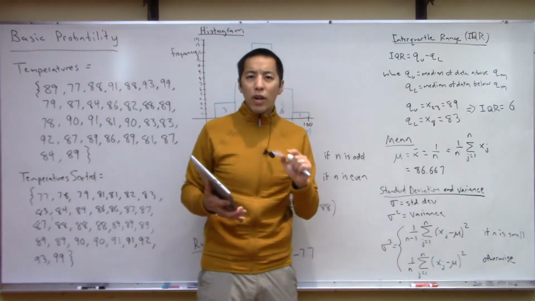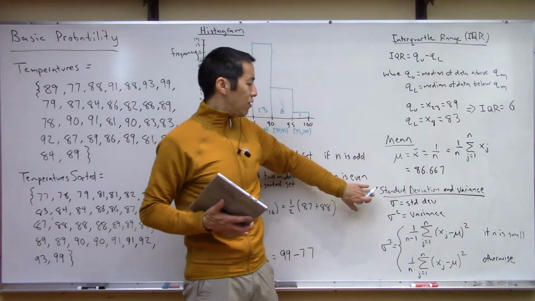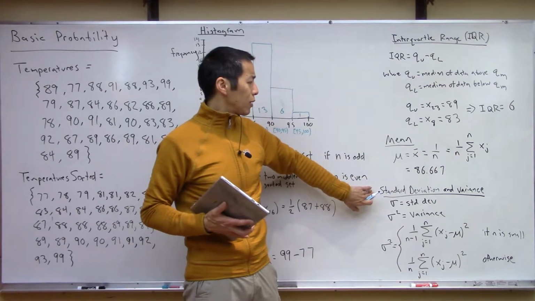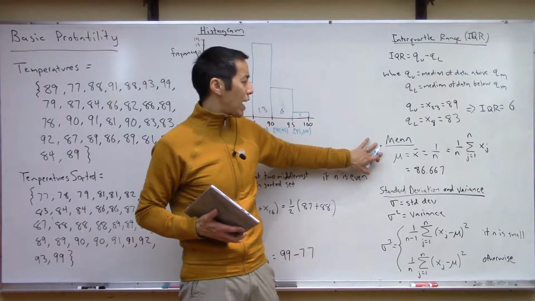Now, the real way that you're probably going to want to do this, you're going to want to look at things that are called the mean and the standard deviation / variance. So let's talk about those now. So the mean, this is pretty darn simple. This is the statistical average of your data set, right?